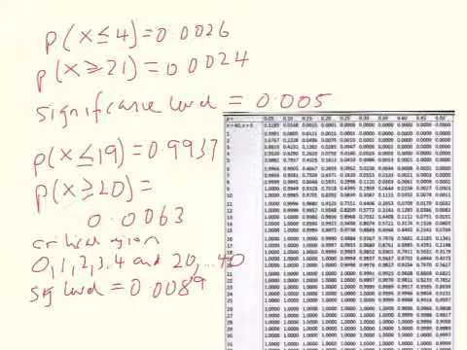That's just a twist they may put on the question. That's something that you need to be aware of.